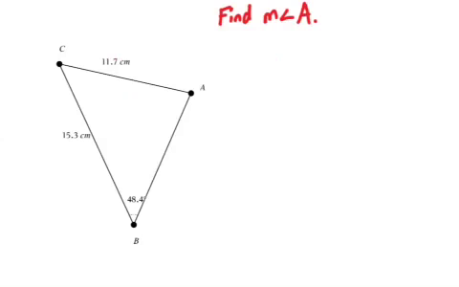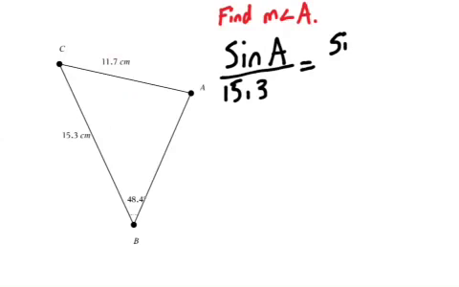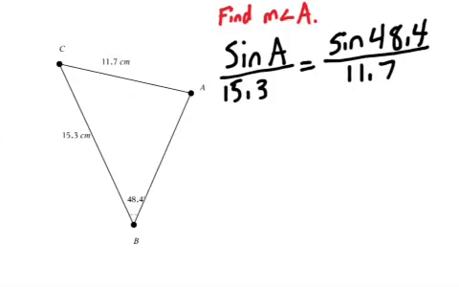We're going to set up our proportion. And to use the law of sines, I have to know an angle and know an opposite side to be able to set up a proportion. And so my proportion I'm going to use is sine A over 15.3 equals sine of 48.4 over 11.7. So it's essential that I know an angle and its opposite to even be able to use law of sines.